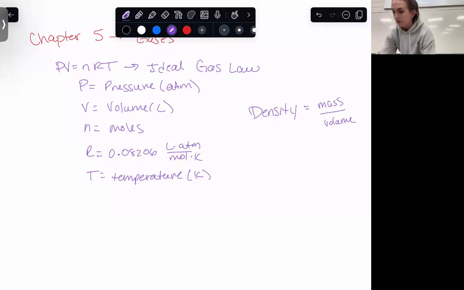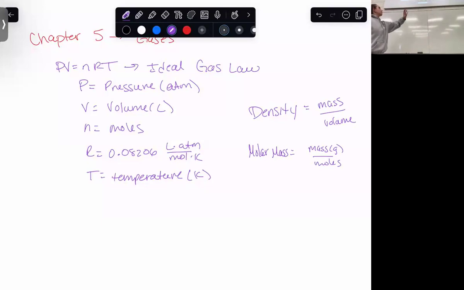And playing into this, we do know molar mass is going to be mass in grams over moles. So we can interchange, and we can rearrange PV equals nRT to include density and molar mass, depending on if we can solve for mass in one equation, plug that in and move it around. But if you just know PV is equal to nRT, that's going to be the most important here.